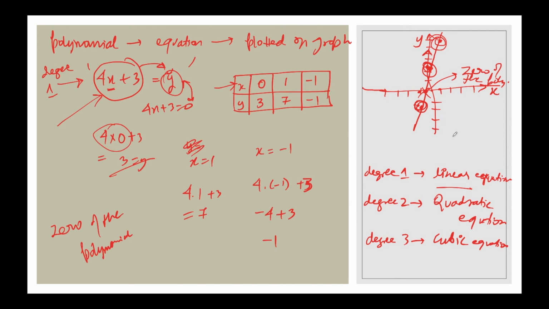So the 0 of the polynomial, if I need to calculate it using the direct equation, then I equate it to 0. Like the equation was 4x plus 3. If I needed to calculate the 0 of this equation, then I just said 4x plus 3 equals 0. Then I calculated x as minus 3 by 4, and I got this as the 0 of the polynomial.